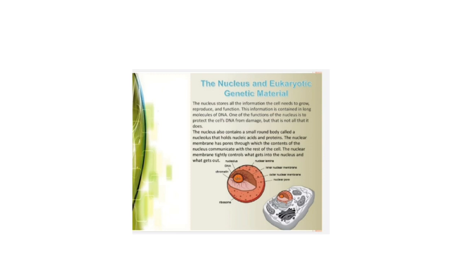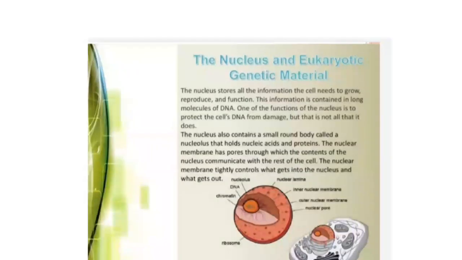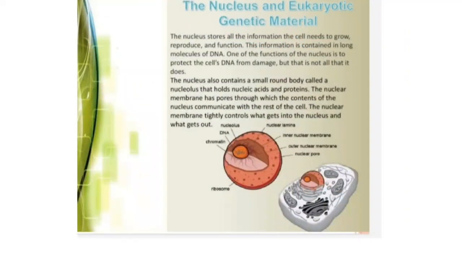A eukaryotic cell consists of a number of organelles. Among them are the nucleus and the eukaryotic genetic material, and also mitochondria, ribosomes, plasma membrane, Golgi apparatus, and so on. First of all, we will discuss the nucleus and the eukaryotic genetic material. See here the structure of the nucleus.